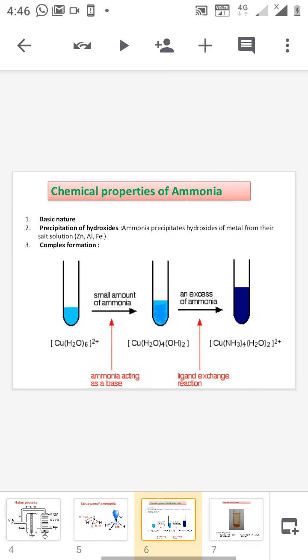This is one of the experiments which we have to do in our third year practical for the preparation of inorganic complexes.